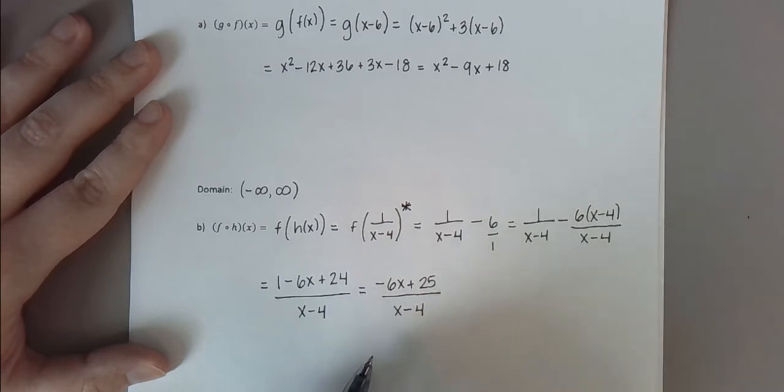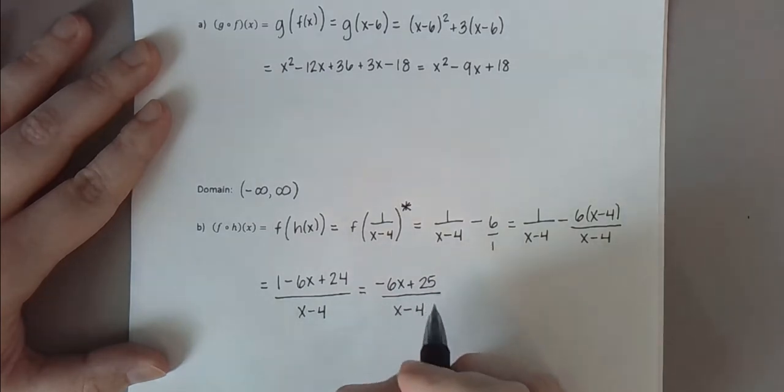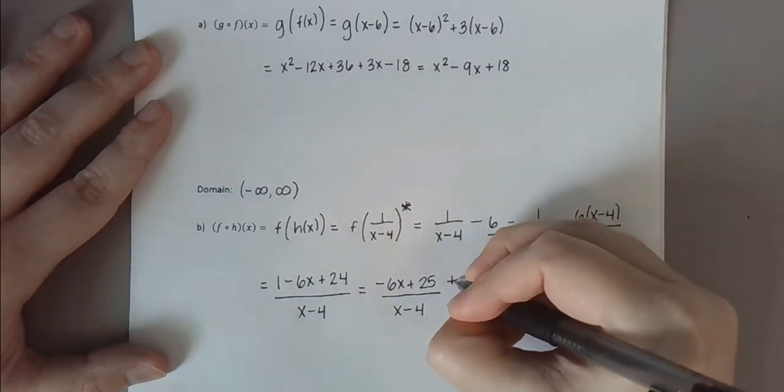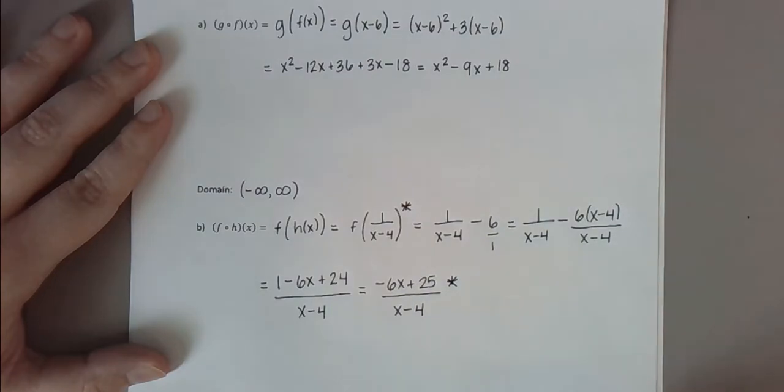Now we also have to consider issues with domain here at the very end. This function has a denominator. That denominator has a potential to be 0. So we also have a domain restriction resulting at this point. So I'm going to star this one as well.